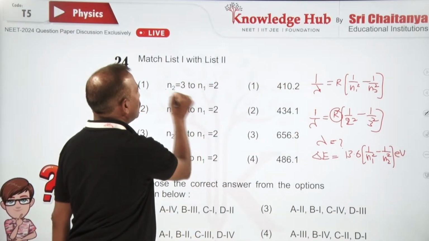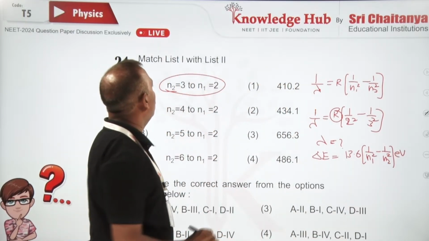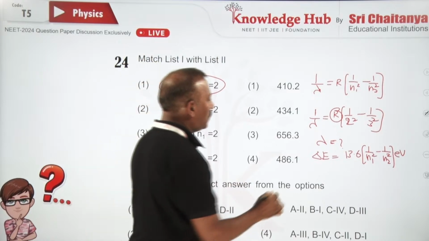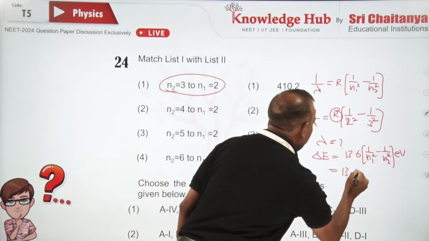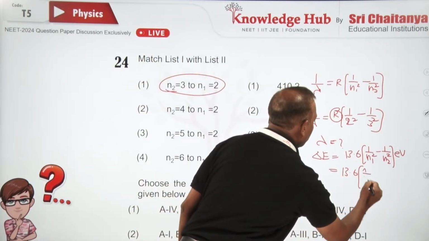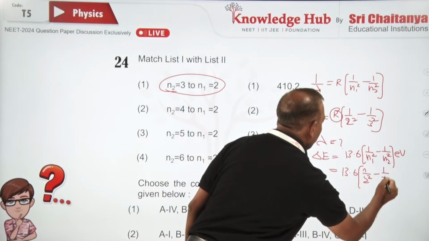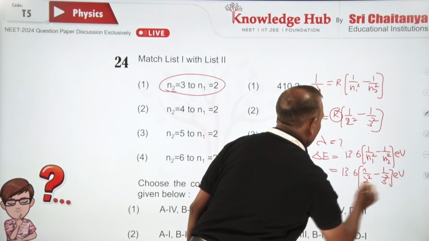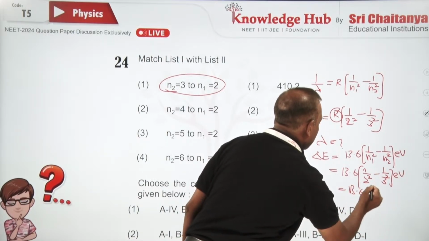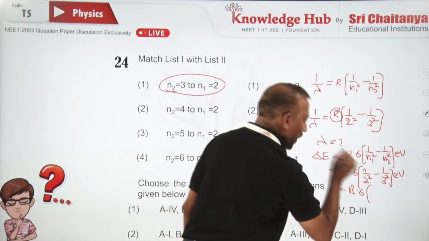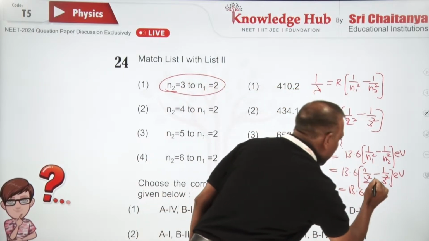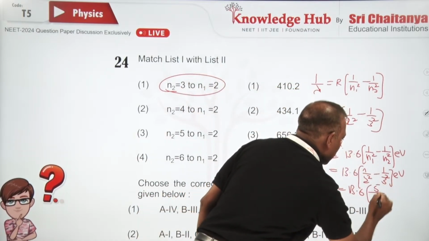For example, I am solving it for n2 equal to 3 to n1 equal to 2. Therefore, it is 13.6 into 1 by 2 square minus 1 by 3 square. This is so many electron volts. It is 13.6 into 1 by 4 minus 1 by 9. It is 5 by 36.